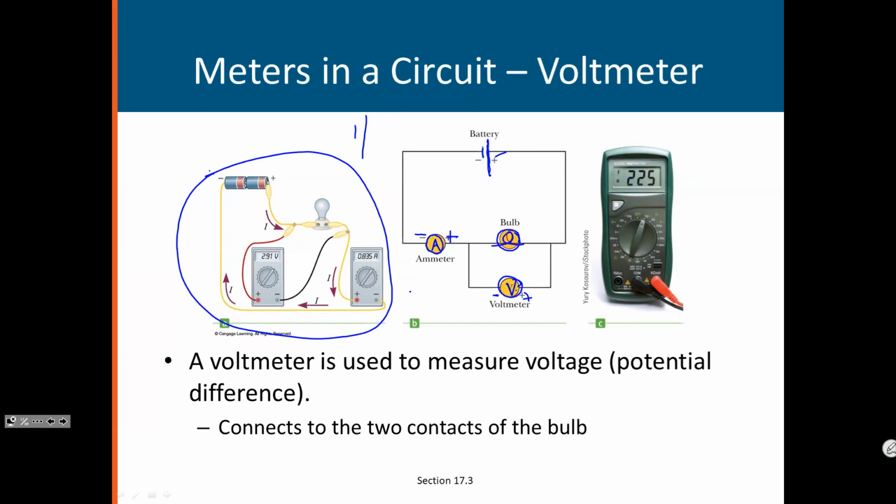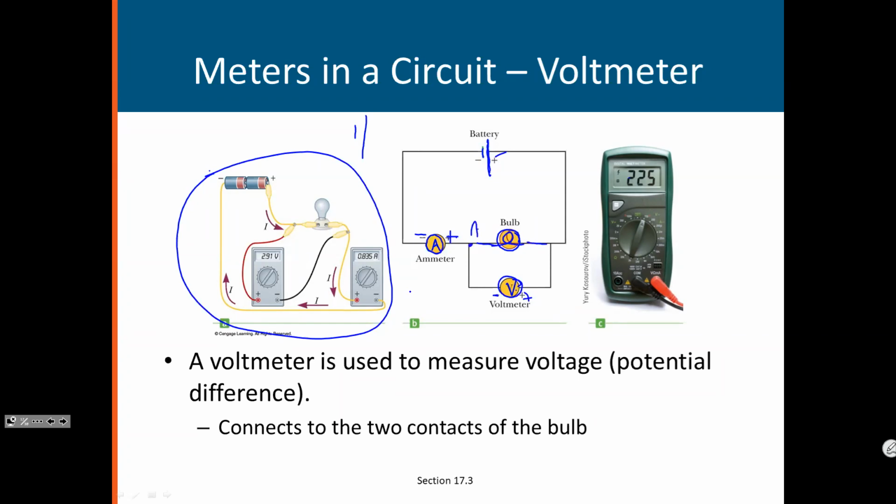Okay, so what is important to realize here? The way you connect these two instruments. The ammeter is connected in series with the element through which you want to measure the current, and the voltmeter is connected in parallel across the element through which you want to measure the voltage or the potential difference.